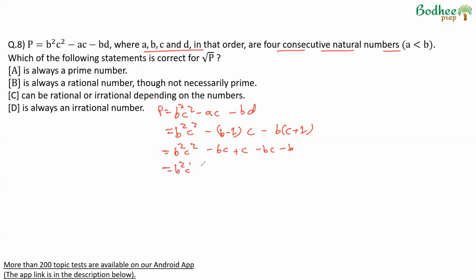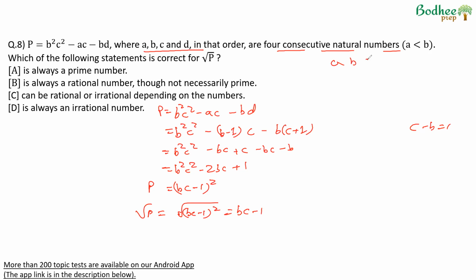This becomes B square C square minus 2BC. Again, C minus B will be 1 because they are consecutive numbers. This is B square C square minus 2BC into 1 plus 1, which is nothing but (BC minus 1) whole square. So the value of P is (BC minus 1) whole square. So root of P will be root of (BC minus 1) whole square. Root and square cancel, therefore BC minus 1.